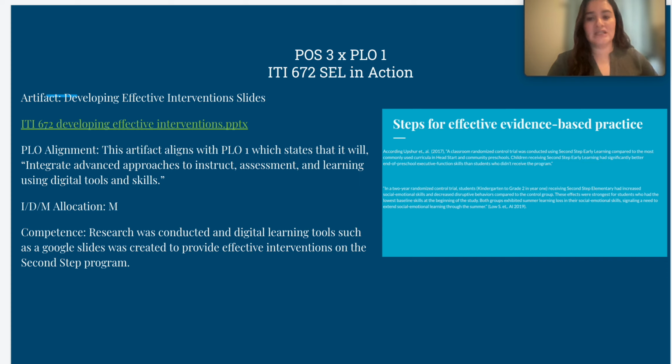Along with this artifact, I chose PLO 1 to go with it, which states that it will integrate advanced approaches to instruct, assessment, and learning using digital tools and skills. For the allocation, I gave an M for mastered. The research that was conducted used digital learning tools such as Google Slides and was used to create and provide effective interventions on the Second Step program.